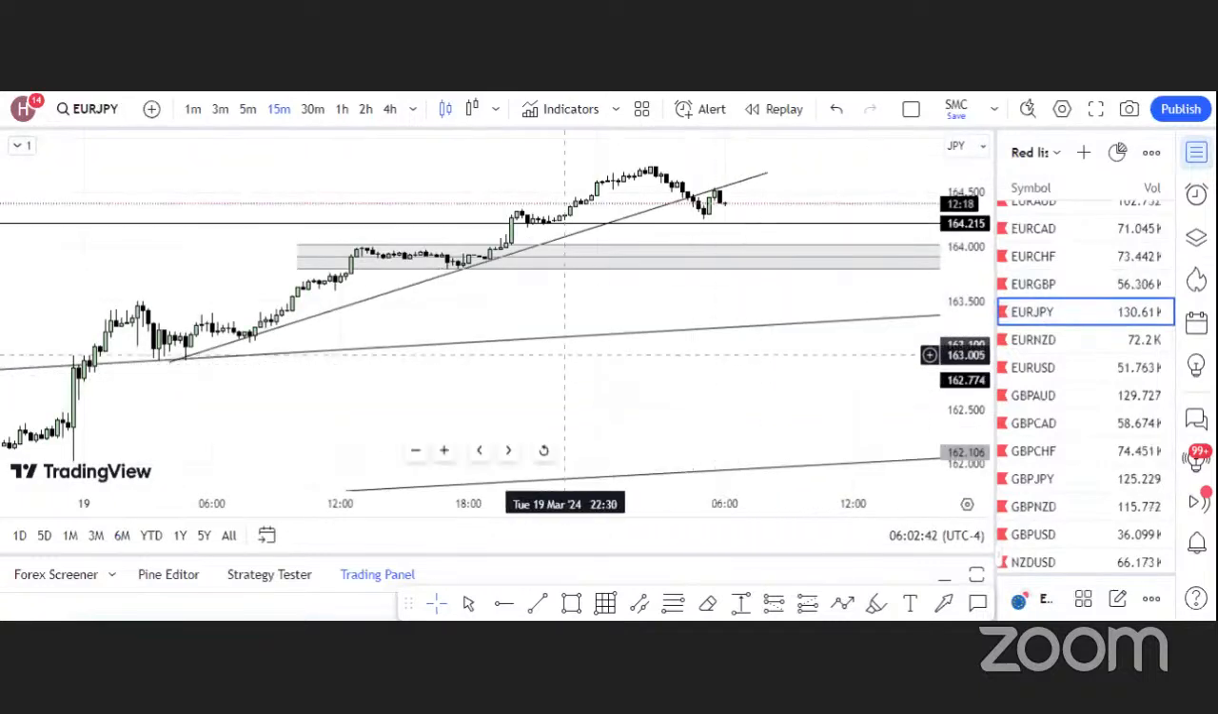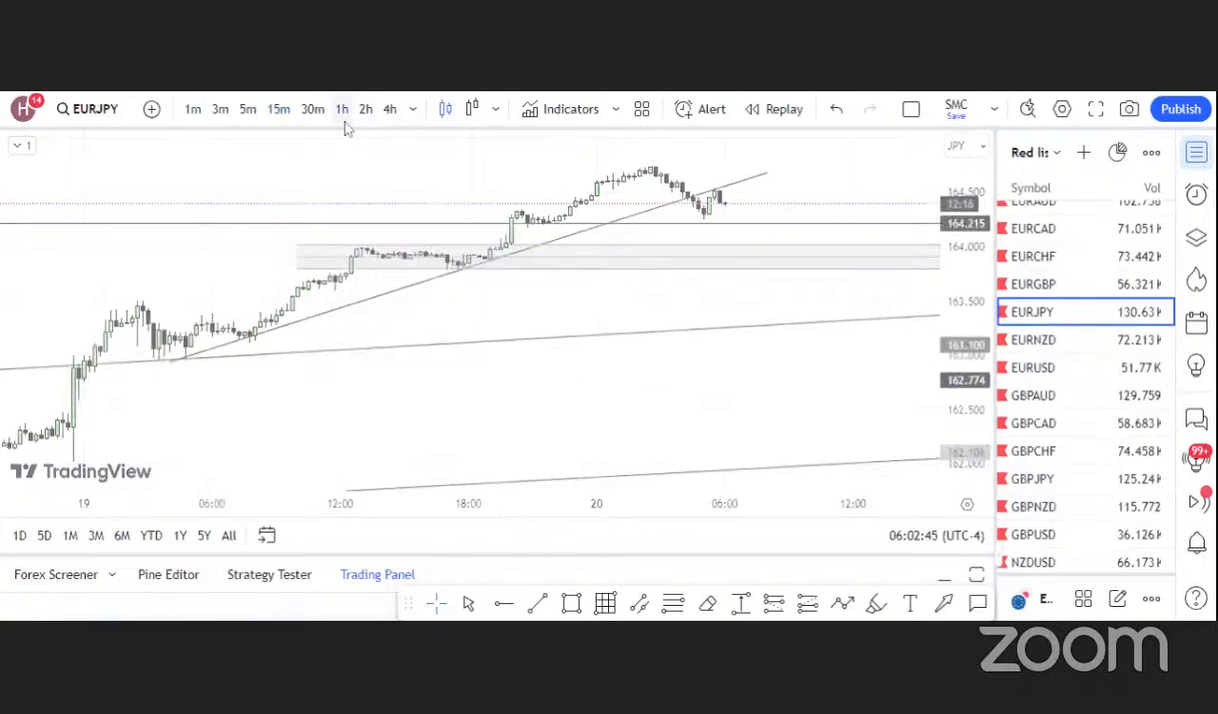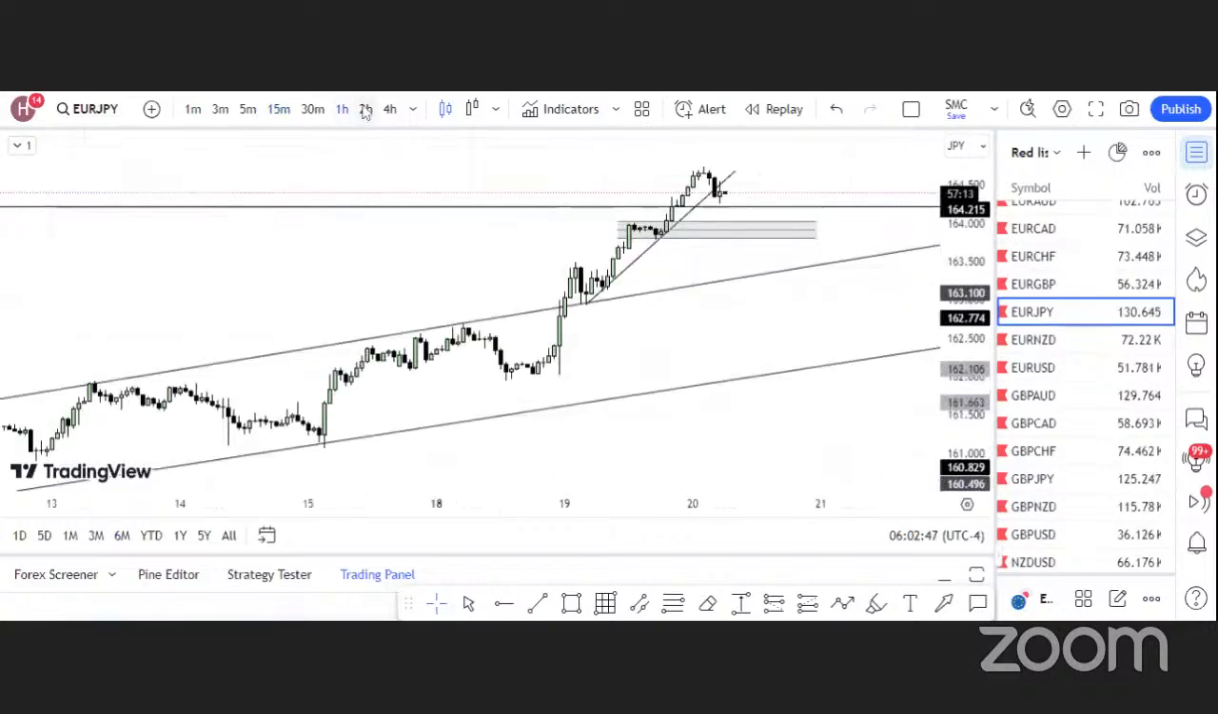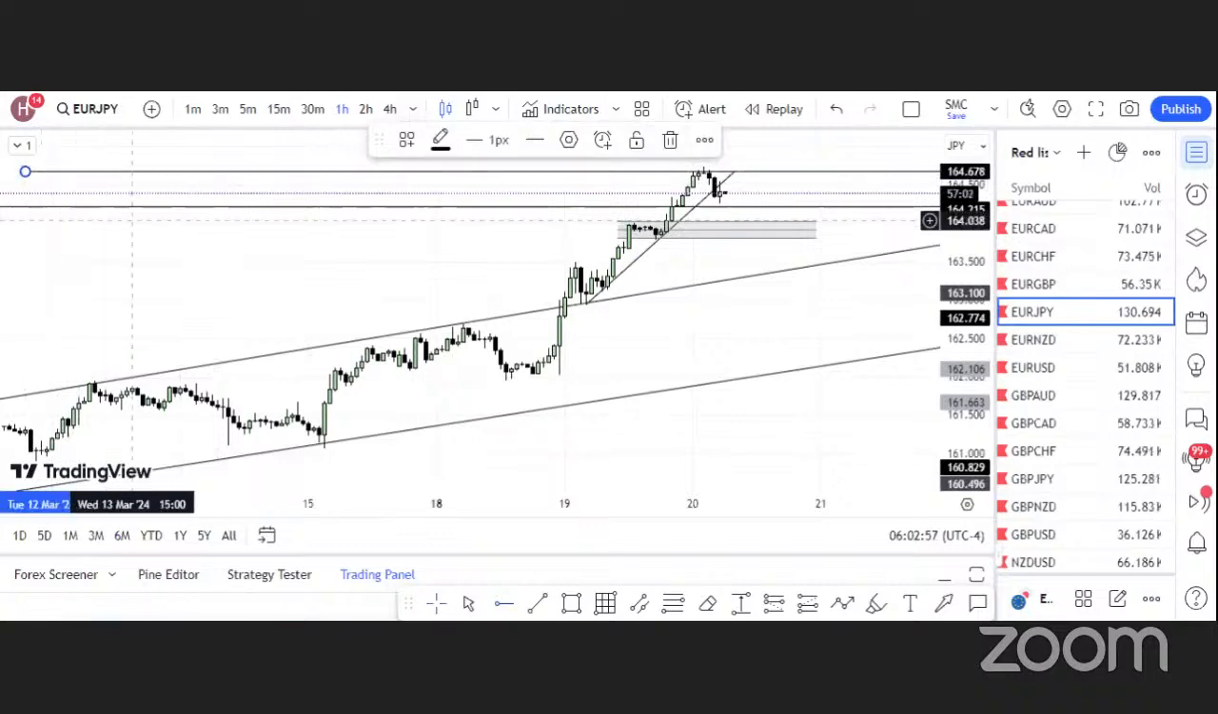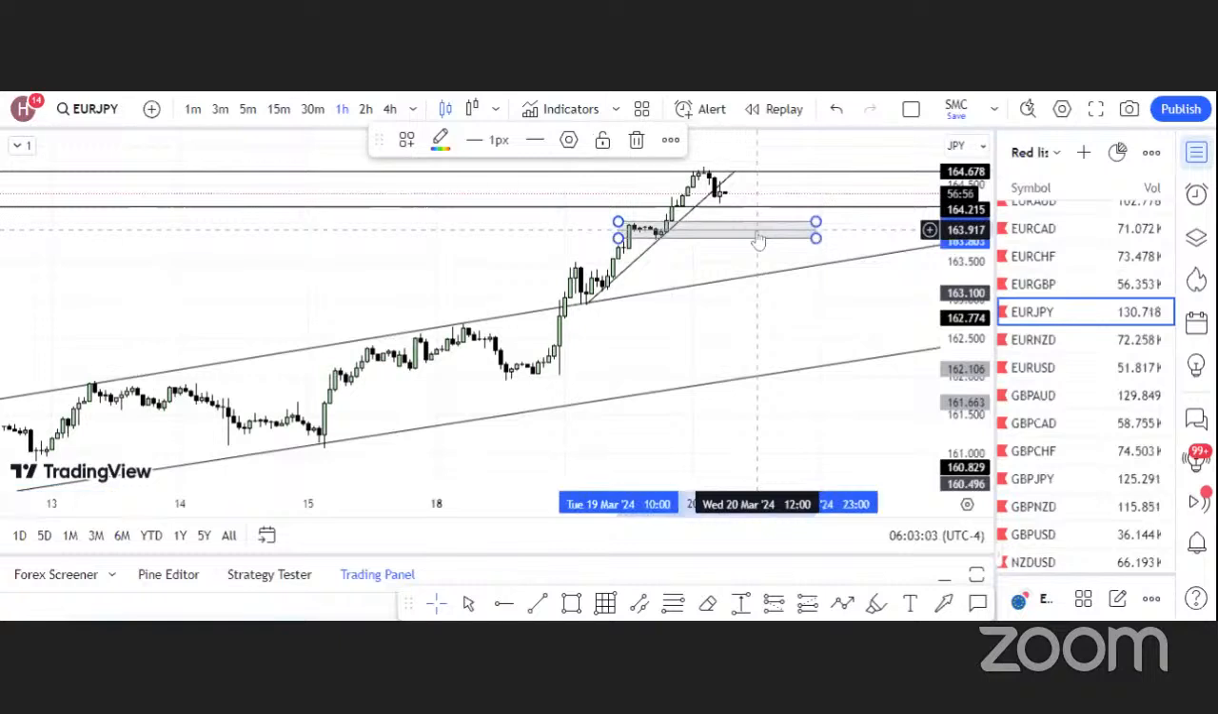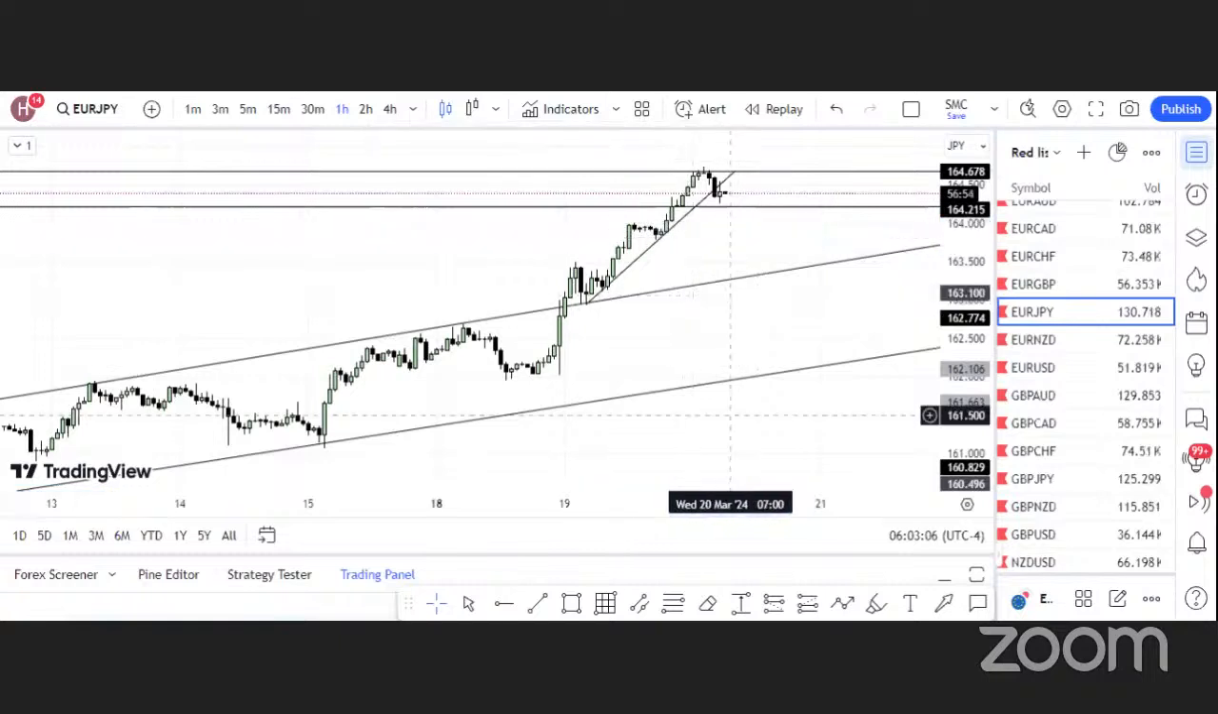Euro JPY. I think we have an analysis on Euro JPY also, and the market is currently on our lower trend line. All right, let me see if this is a good opportunity. If it's a good opportunity, we can take this trade, have our TP and our stop loss, because this trade is going to take a while.